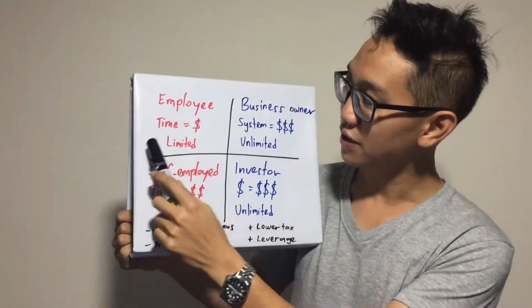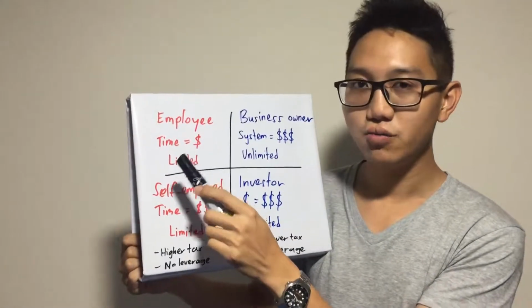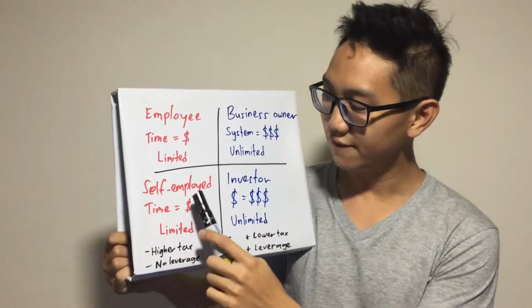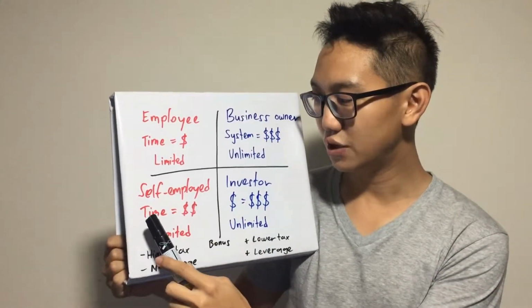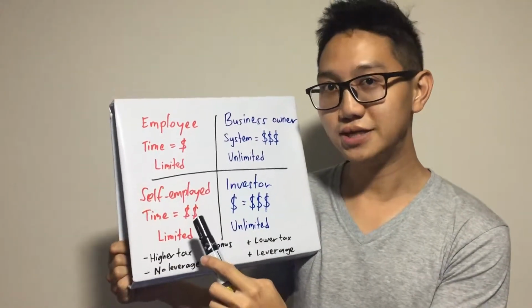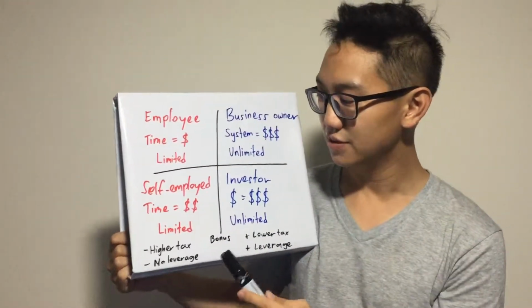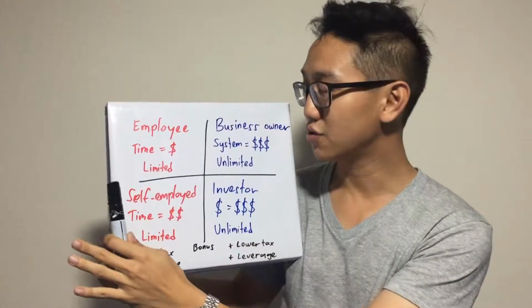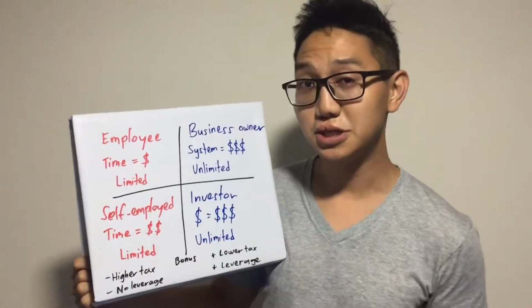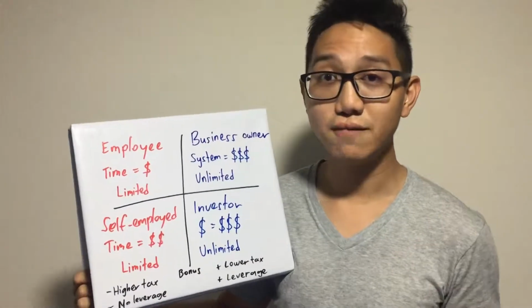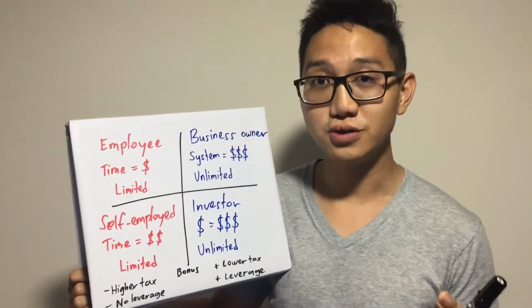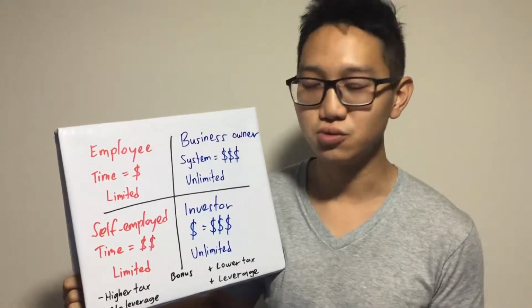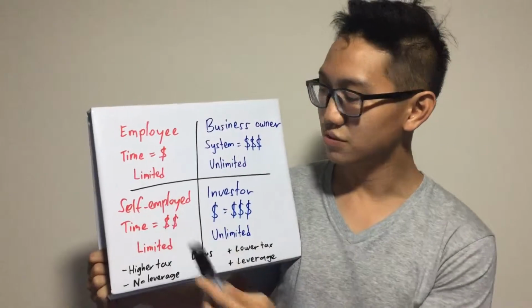Okay, here is the employee quadrant where you trade time with money, and then here you have the self-employed quadrant where you trade time with a bit more money than the employee. On this left side of the quadrant, the earnings are very limited because everyone has 24 hours and you can only trade a part of that to earn money. You need to sleep, you need to eat. So earnings are limited.